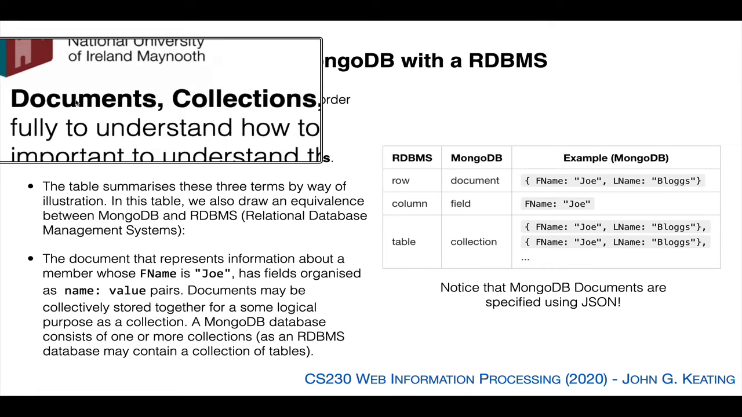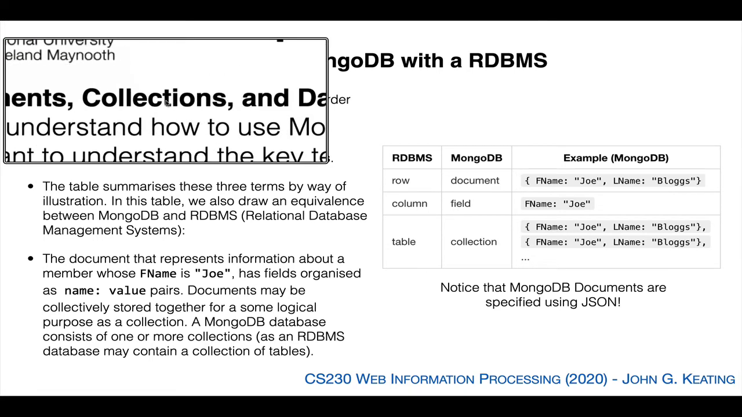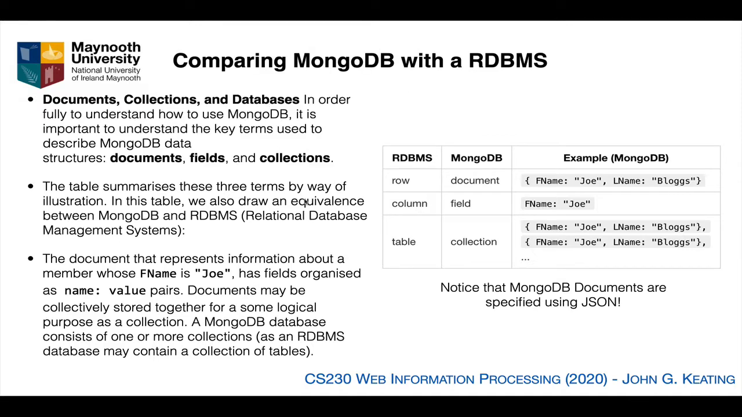We need to know about documents, we need to know about collections, and we need to know about databases. So if you want to fully understand how to use MongoDB, it's important to understand these three key terms, and these are the three data structures that you have, okay?